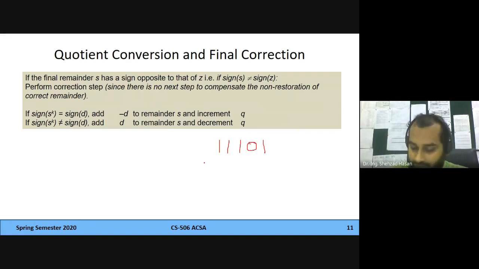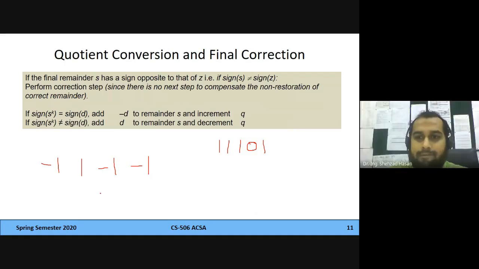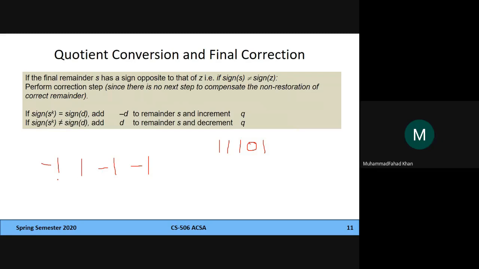Regarding the quotient, what you obtained should have been -1, 1, -1, -1, -1. Yes, sir. That's right.